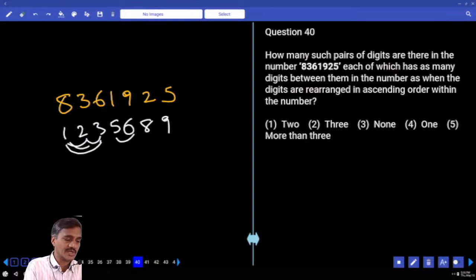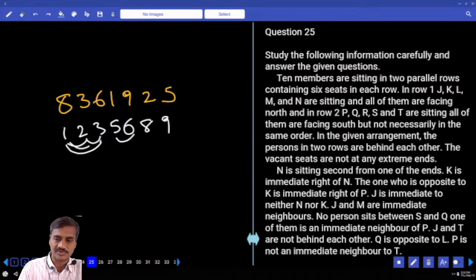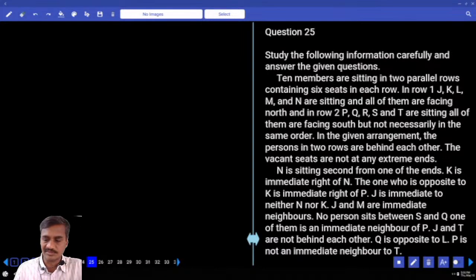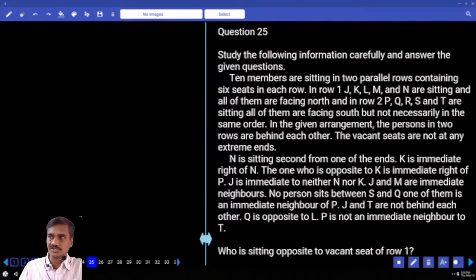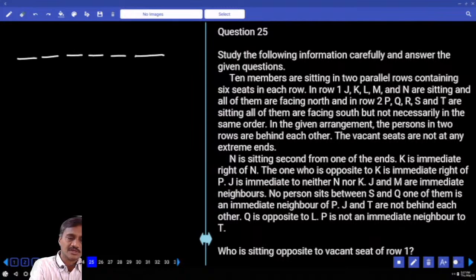Clear? Now we are left with one more set, and that is parallel rows. And what is the question number here? Parallel rows 25 to 28. Now in this 25 to 28, there are some 10 members seated in 2 parallel rows containing 6 seats. Now 1, 2, 3, 4, 5, 6. Now here again 1, 2, 3, 4, 5.